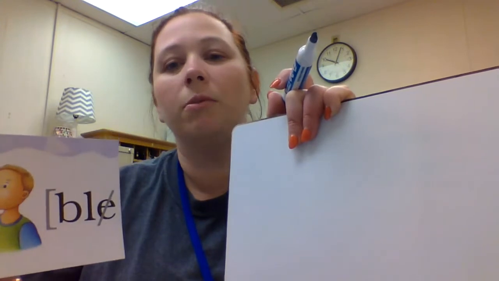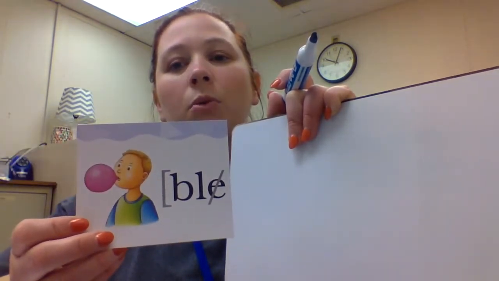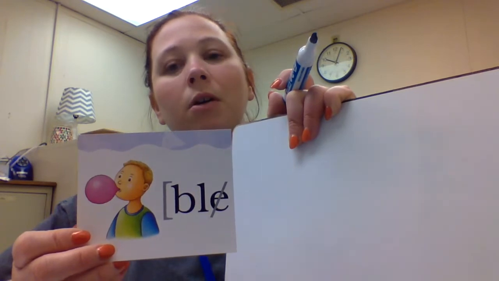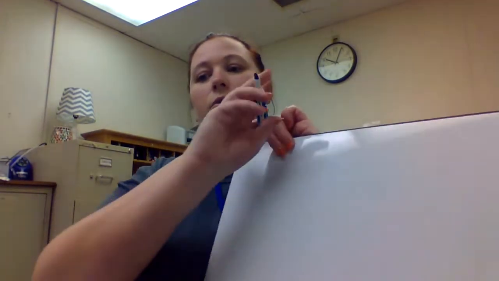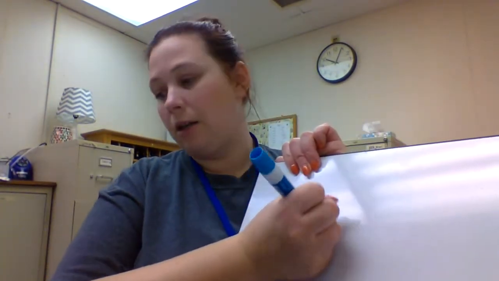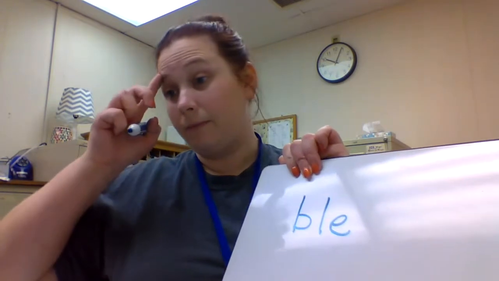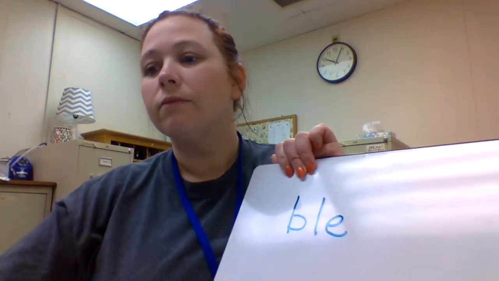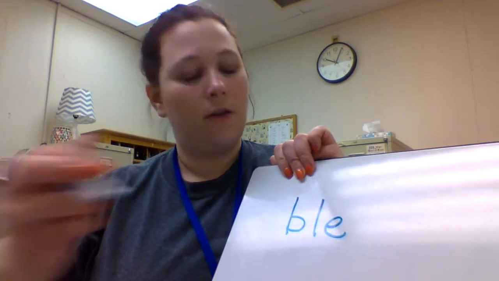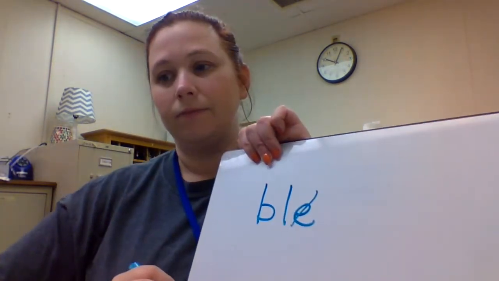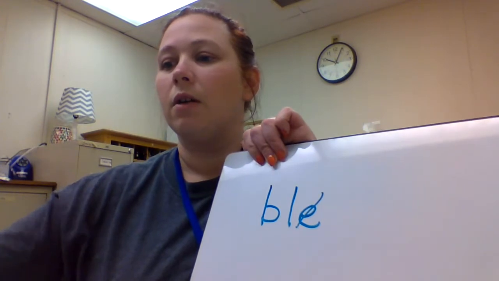So our picture card's going to be this, a boy blowing a bubble to help us remember bubble, bull. So when I say bubble, we'll say bubble, bull. All right, so on number 13 on your worksheet, right here, I want you to write down BLE, and then with the line through it. All right.